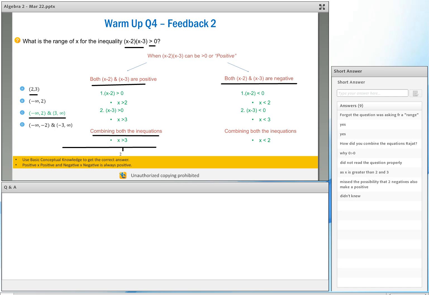X is greater than 2 means that it's 2 and this side over here. And x is greater than 3 means that it's 3 and this side over here. And the more stringent one is the one that you take. So that's why you combine those equations, and you really say the most stringent constraint is x is greater than 3. Similarly here, the most stringent constraint is x is less than 2. So that's kind of your range.